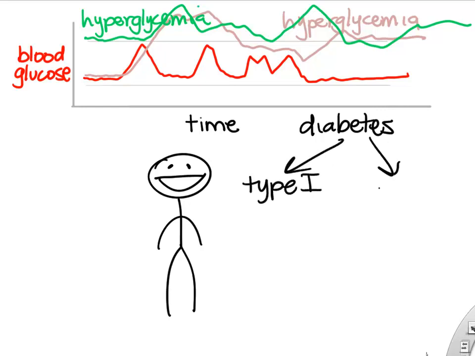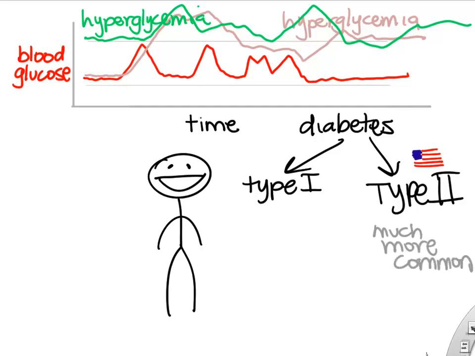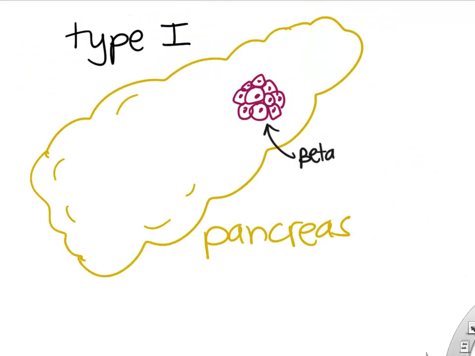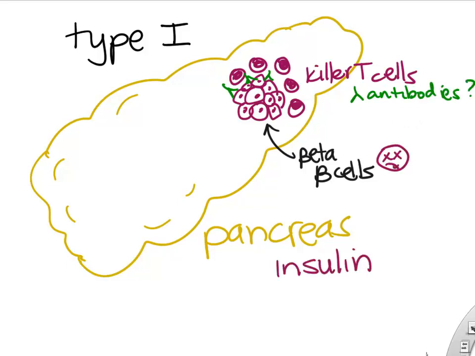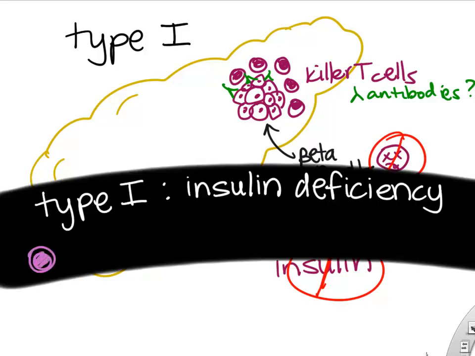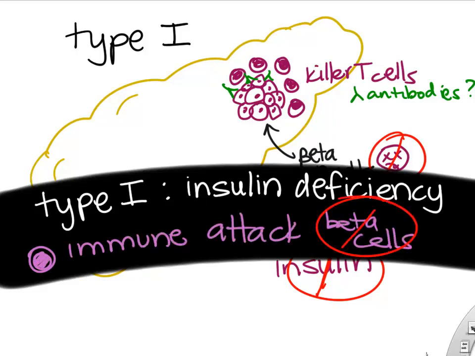There are two types of diabetes, type 1 and type 2. Type 2 is the much more common type in the United States. So remember, little beta cells make insulin. In type 1 diabetes, it turns out that your cytotoxic T cells, and maybe even your antibodies, target these little beta cells for destruction. And without beta cells, you can no longer make insulin. And so these people are insulin deficient. So patients with type 1 diabetes have insulin deficiency due to an autoimmune attack on your beta cells.